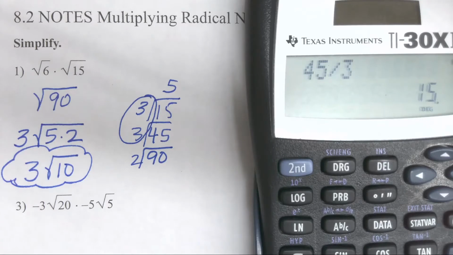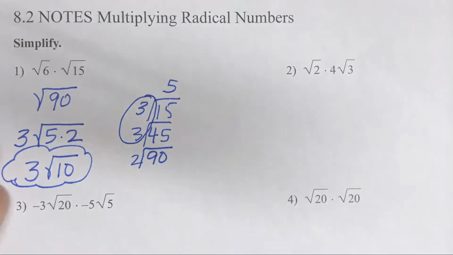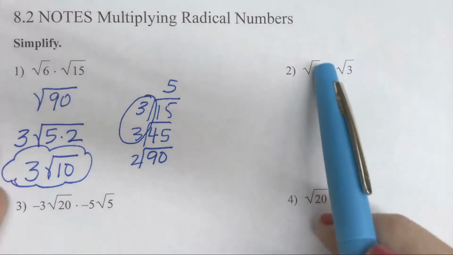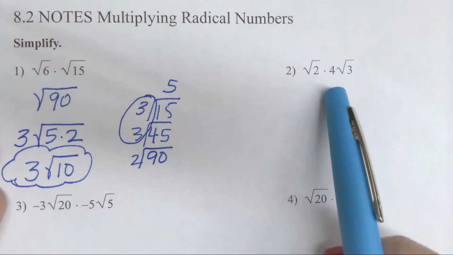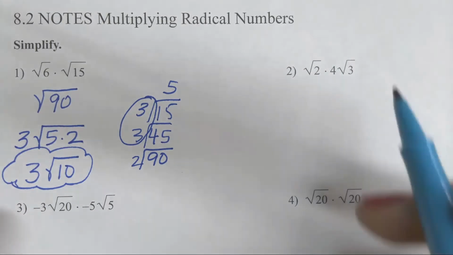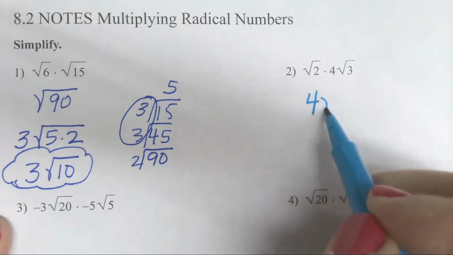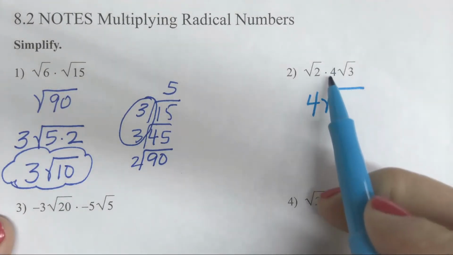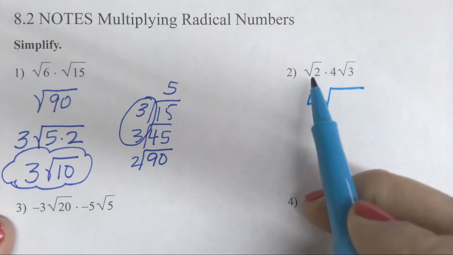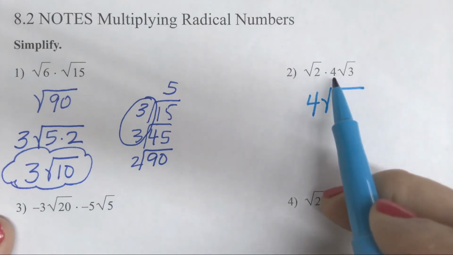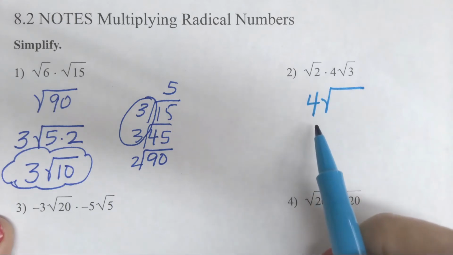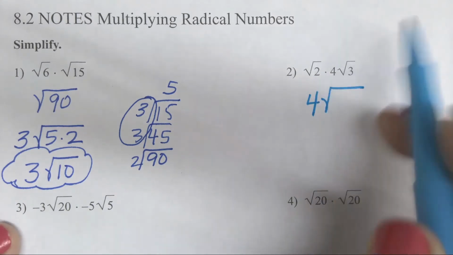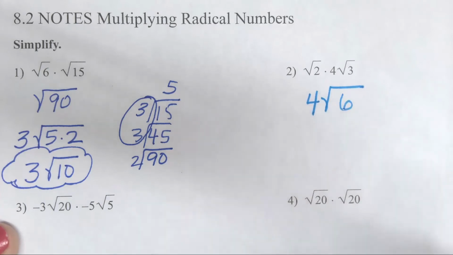Now, some problems are going to be a little bit different. If we look at problem number 2, notice that there's a 4 in front. The 4 will remain in front. That 4 is in front of the square root of 3. That 4 is not inside of these square roots. It's outside of it, so it has to remain outside of it. And then I'll multiply 2 times 3 to get 6.